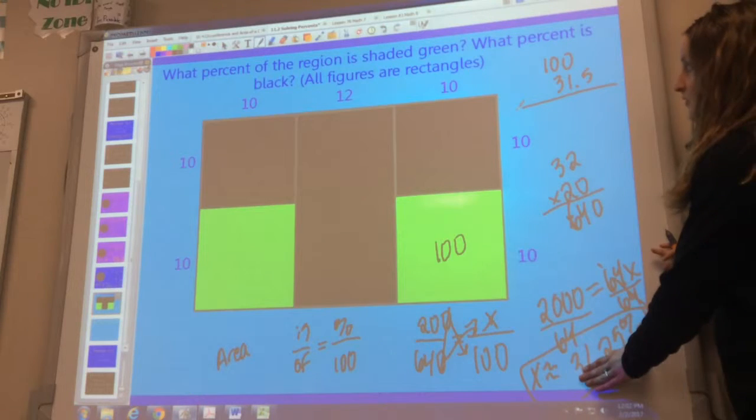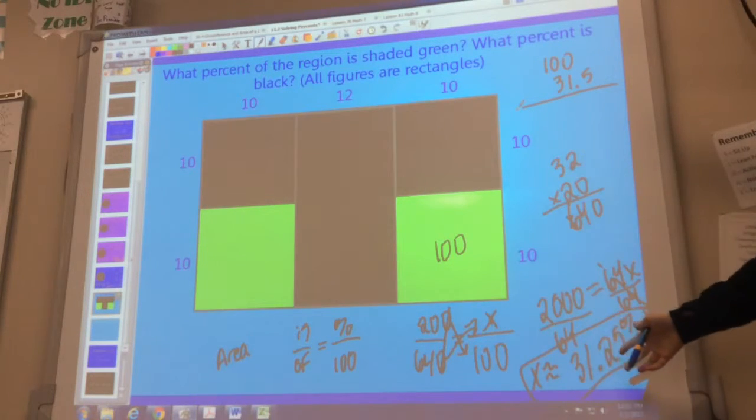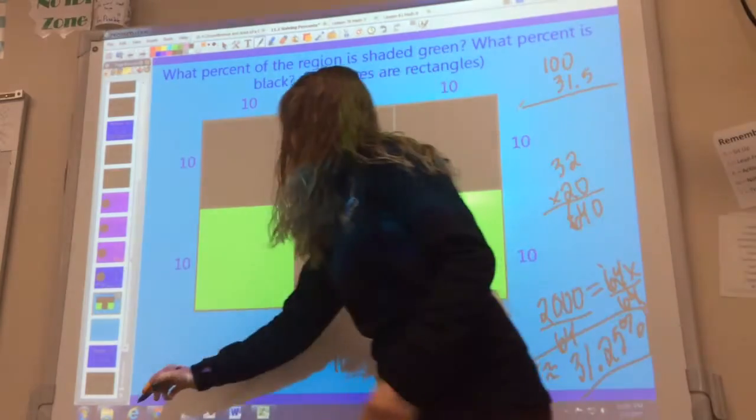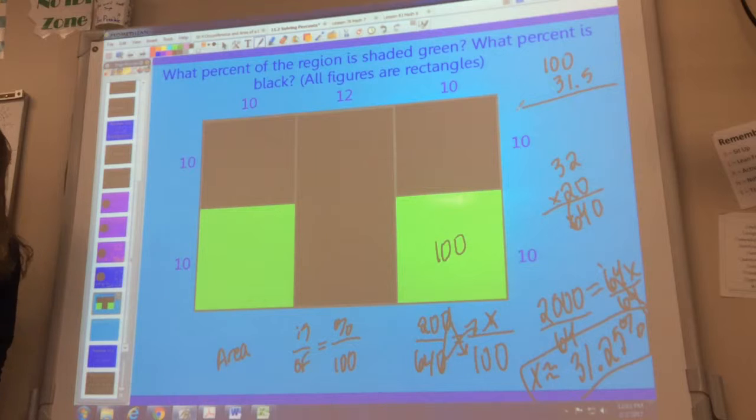Now, I'm sorry I didn't have enough space to label that. But you just put percent of the green area, 31.25%. This one, you do 68.75%. Okay? Now, any questions here? No. So find the area, know how to find the area. Okay, I'll tell you that in a second.